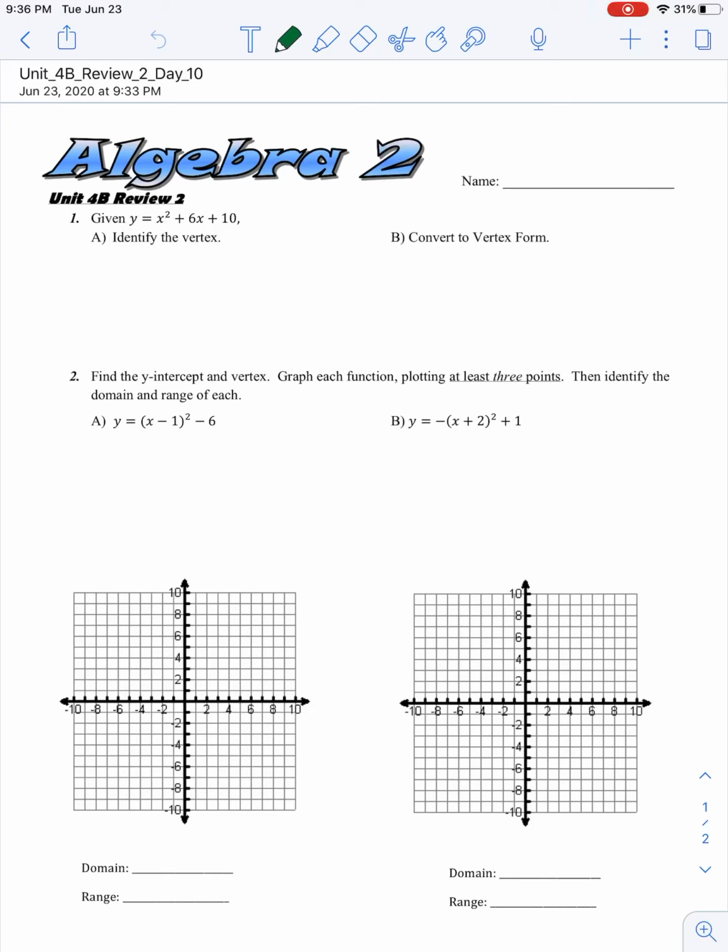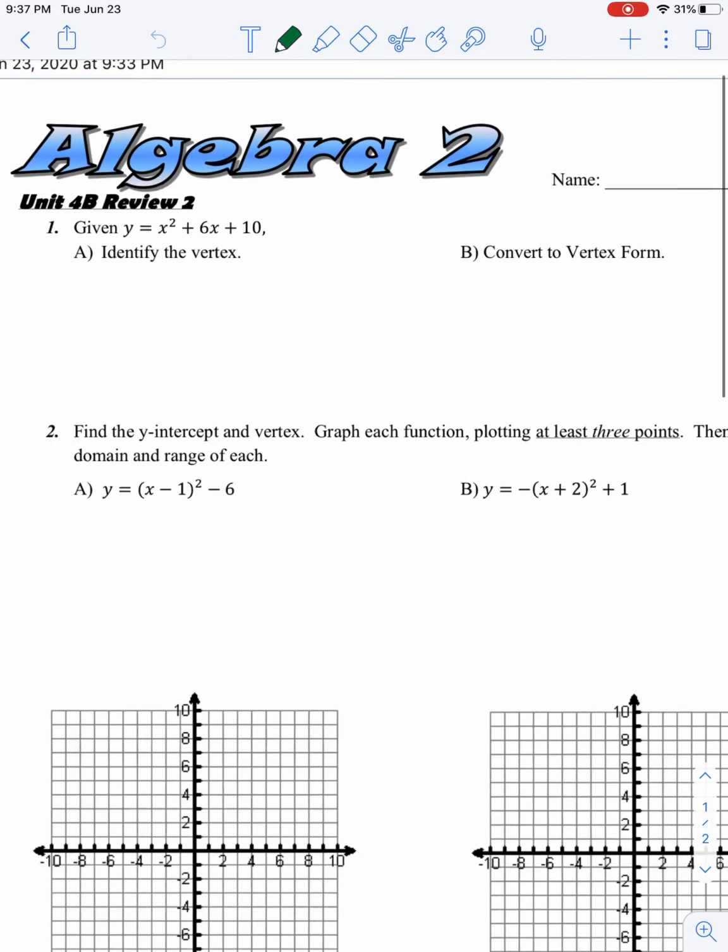Actually, your assessment is going to look exactly like this. You're going to have number 1, given an equation in standard form, what's the vertex, and then convert to vertex form. And then you'll have 2 graphing problems, and that is it. So this assessment shouldn't really take you that long either.